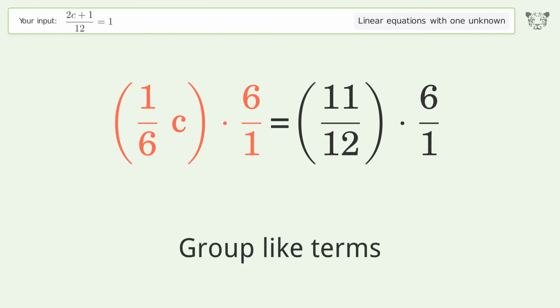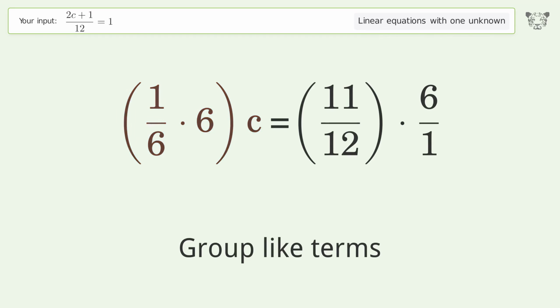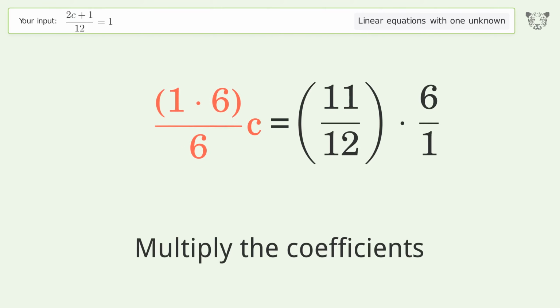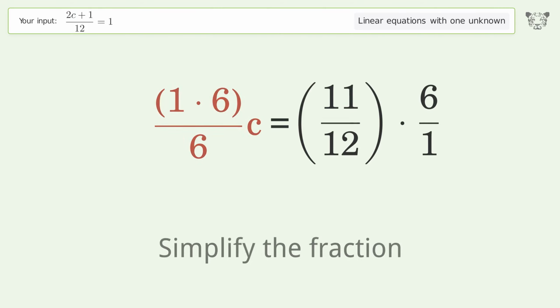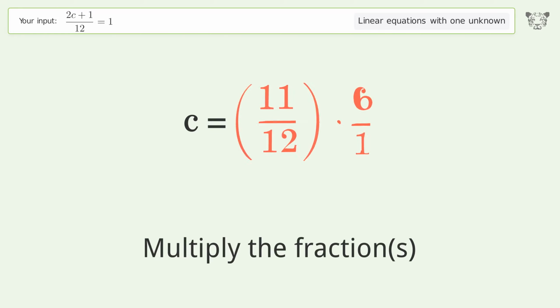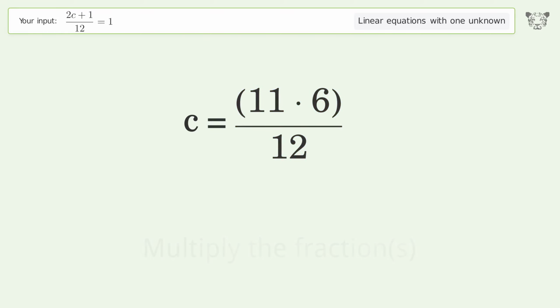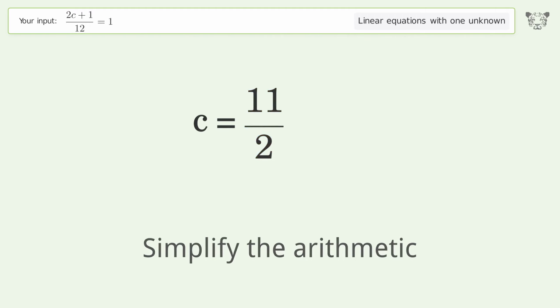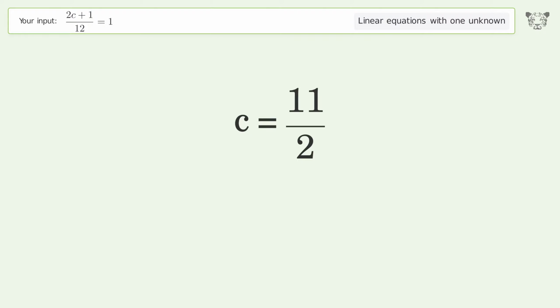Group like terms. Multiply the coefficients. Simplify the fraction. Multiply the fractions. Simplify the arithmetic. And so the final result is c equals 11 over 2.